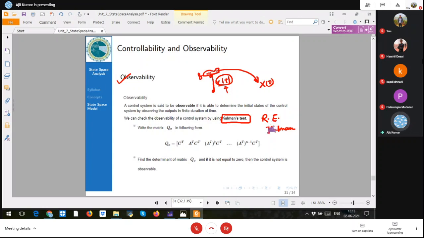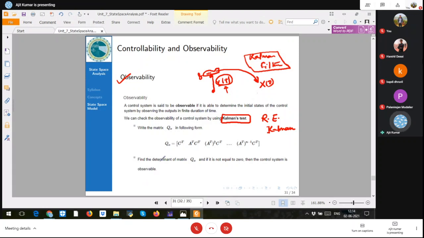Rudolf E. Kalman is one of the renowned scientists or researchers in the field of control systems. He has given a lot of concepts. The terms you hear, controllability and observability, were given by Rudolf E. Kalman. Kalman also contributed in the filtering area, and one of the most popular filters is known as the Kalman filter. If you are interested, you can also check the concept of the Kalman filter. This is very popular among control engineers and estimation researchers, the people working in the area of estimation.